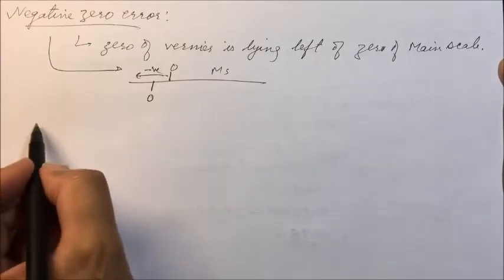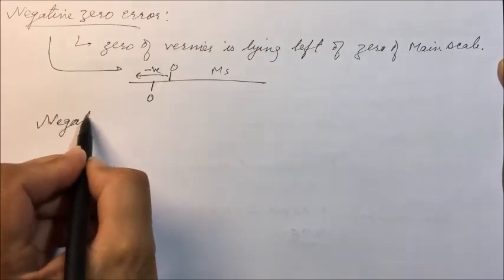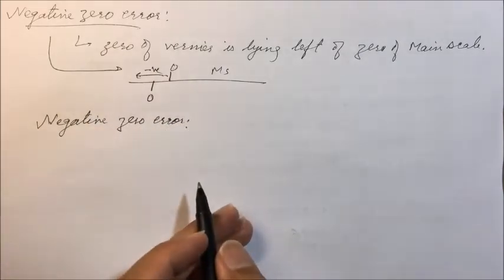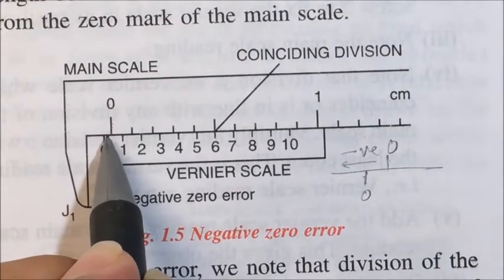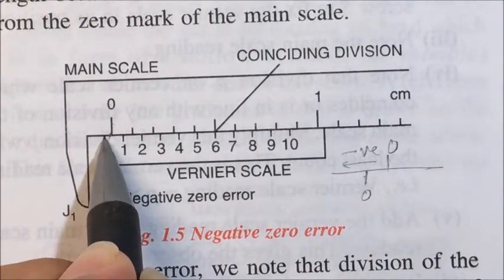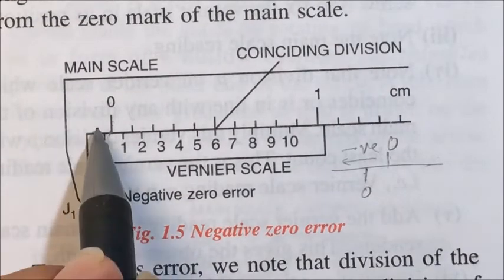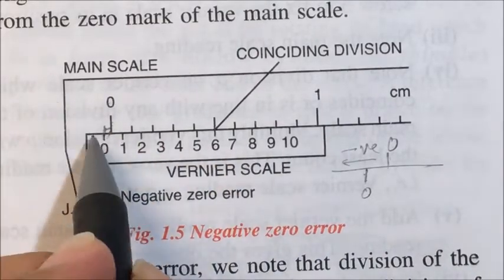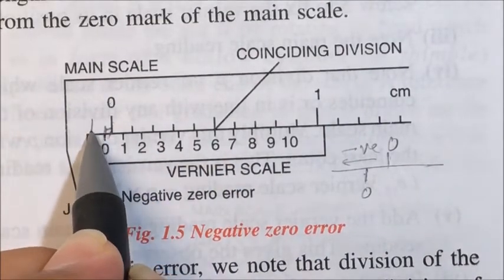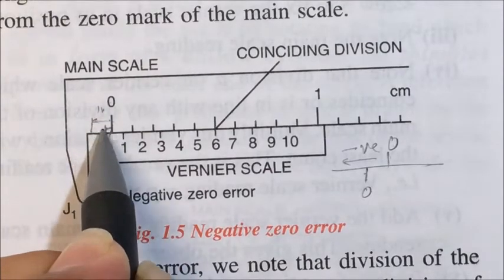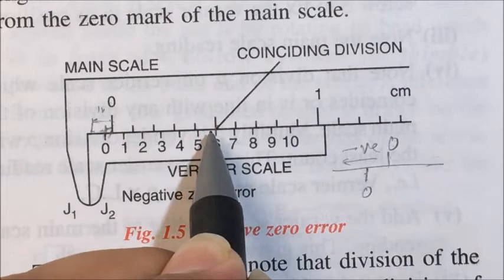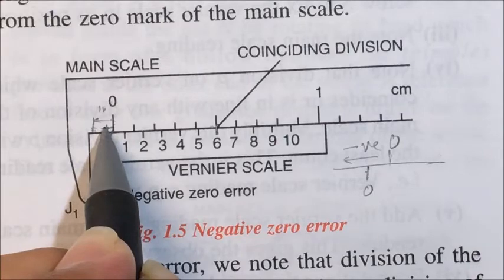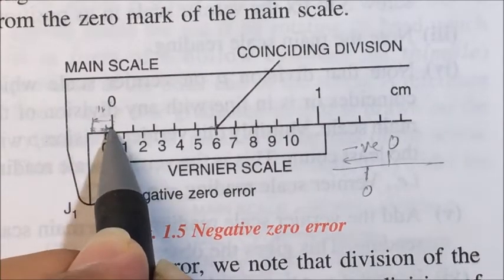So how to calculate the negative zero error? This time we have to calculate this length, the distance between the 0 of the vernier and the 0 of the main scale. You can see, if I draw one bar here, this distance is 1 mm. This length you can calculate using these 6 divisions. And 1 mm minus this length will give us this length.